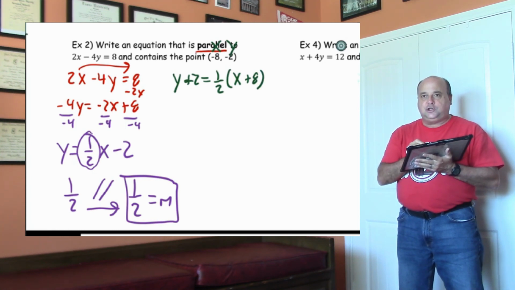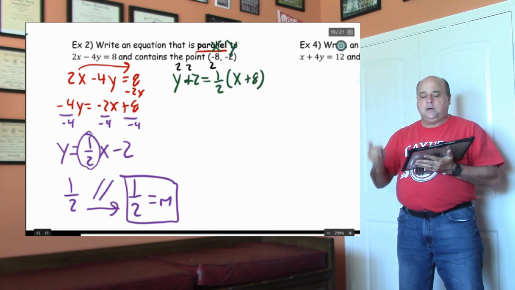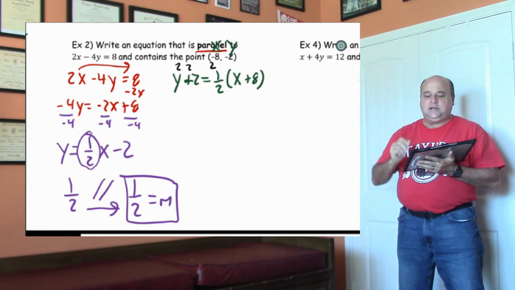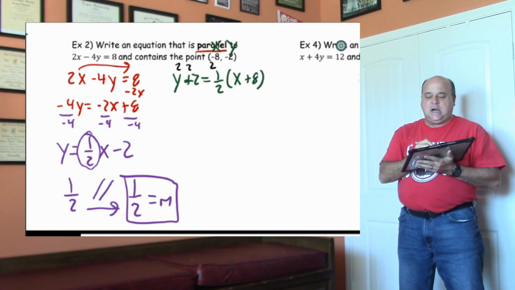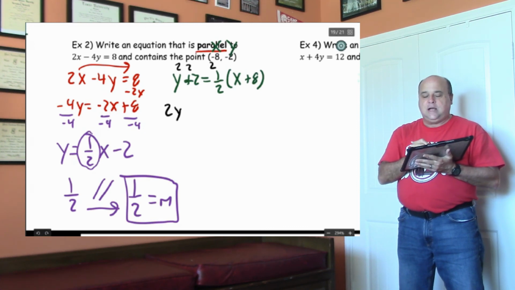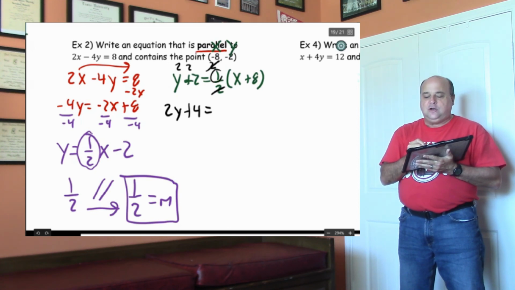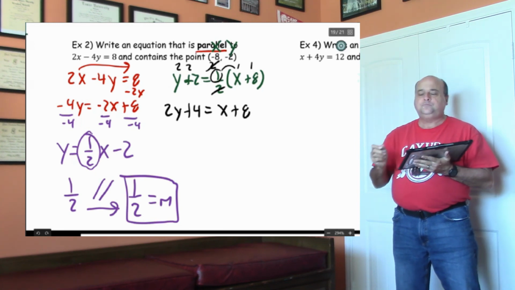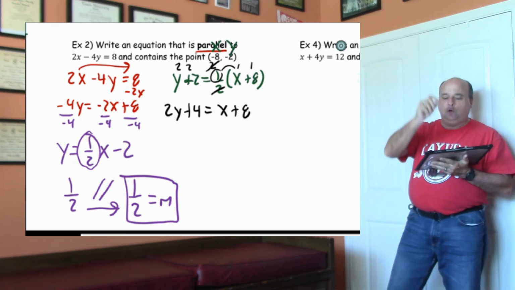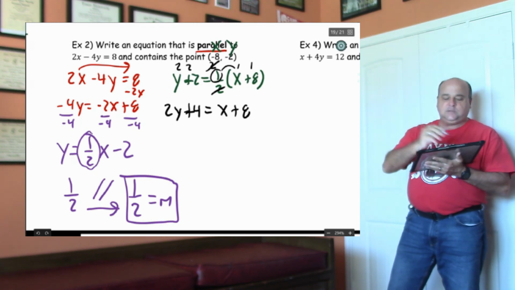So the denominator's 2, so I'm going to multiply by 2 three times, aren't I? I'm going to put it over the y, the number, and the fraction. Then I'm going to multiply. 2 times y is 2y. 2 times 2 is plus 4 equals, the 2's cancel out, and do I need to distribute the 1? It's going to stay the same, right? So it's going to be x plus 8. So now I have 2y plus 4 equals x plus 8.